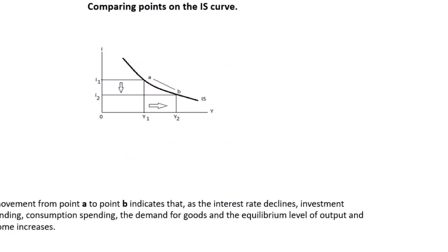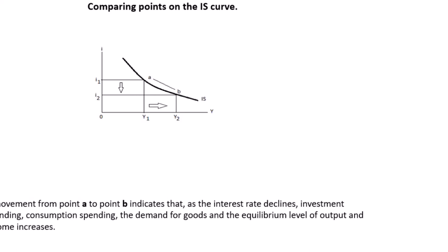Now let's compare points on the IS curve. On the vertical axis, you've got interest rates. On the horizontal axis, we've got levels of income and output. A movement from point A to B is a downward movement. At an interest rate of I1, it cuts the IS curve at point A, and your level of income and output is Y1. If interest rates decrease from I1 to I2, it will now cut the IS curve at a lower point, which is B.